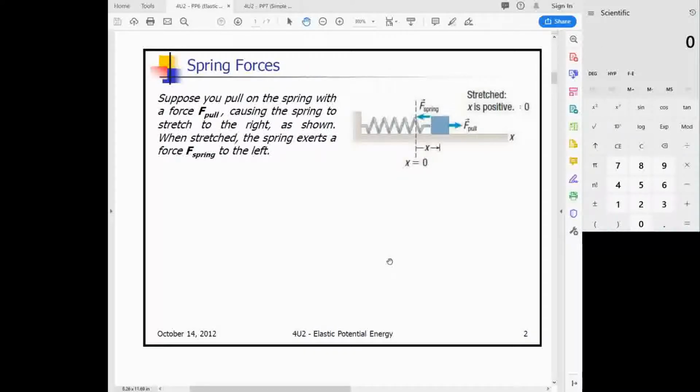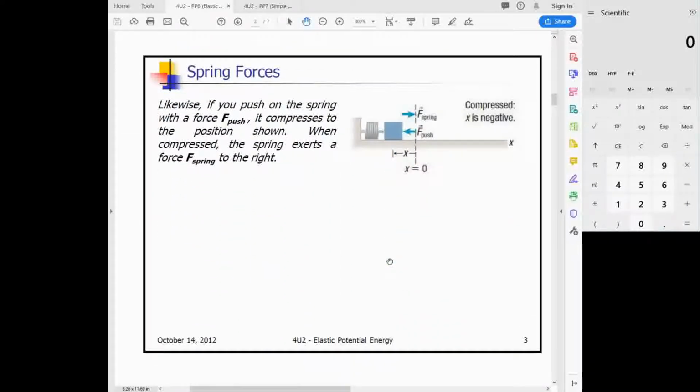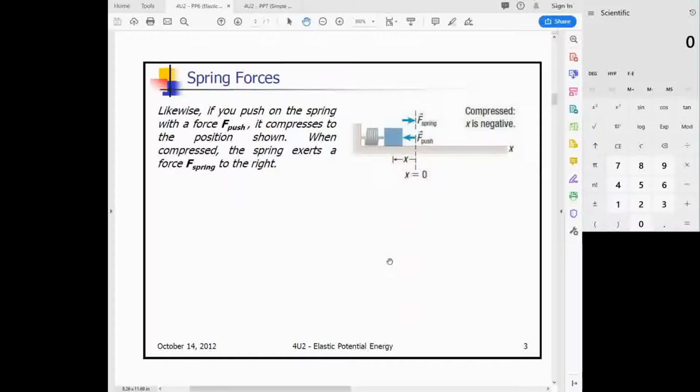Now we could pull the spring, and when we pull on the spring, we make x non-zero, we make it positive. There's a restorative force that the spring has that pulls in the opposite direction. This is the force that tries to bring the spring back to its original position. And we could have the other situation where we push on a spring, we compress a spring. Our x becomes negative in this case. And now there's the restorative force of the spring, which pushes the spring back to its original position.